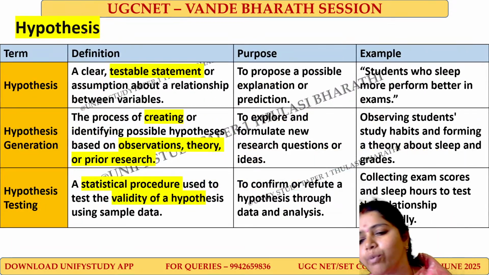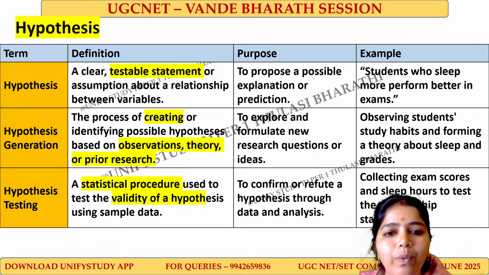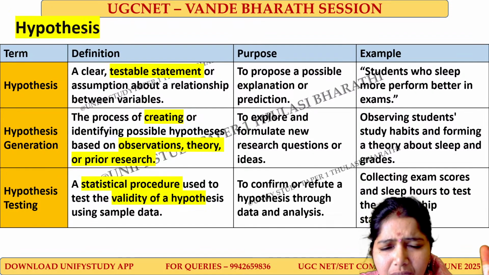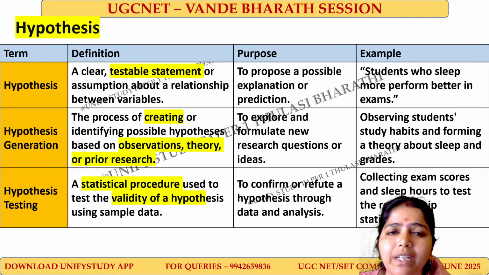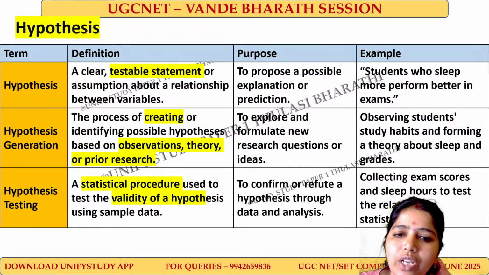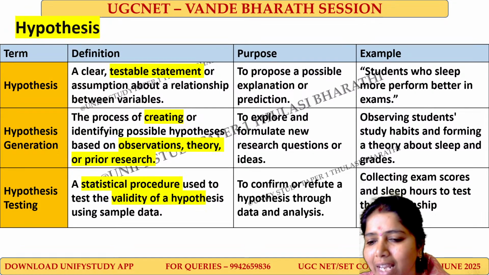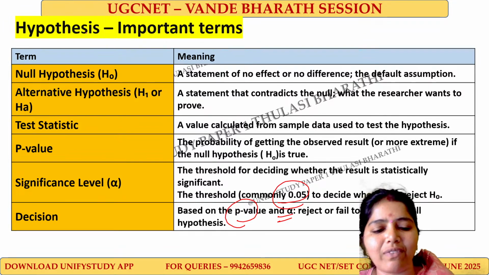And next, very very important, we have hypothesis. A hypothesis is a tentative statement. We have two important terms: hypothesis generation and hypothesis testing. Hypothesis generation is done in inductive research, and testing is done in deductive research. In hypothesis generation we explore new things; in hypothesis testing we confirm whether it is right or wrong. And next we have these terms: null hypothesis, alternative hypothesis, test statistic, p-value, significance level and decision.